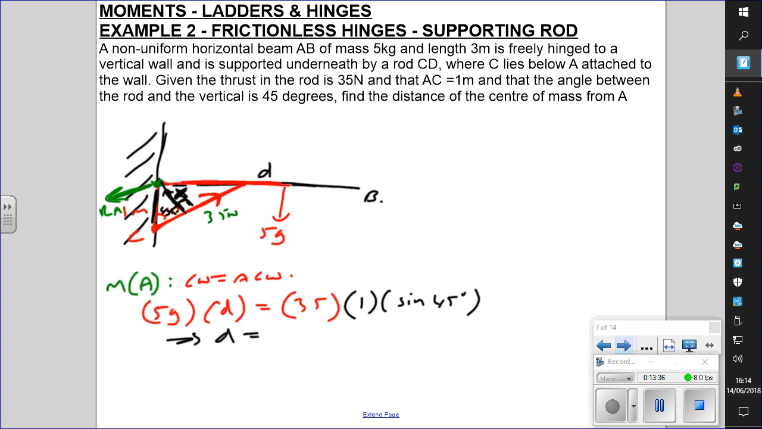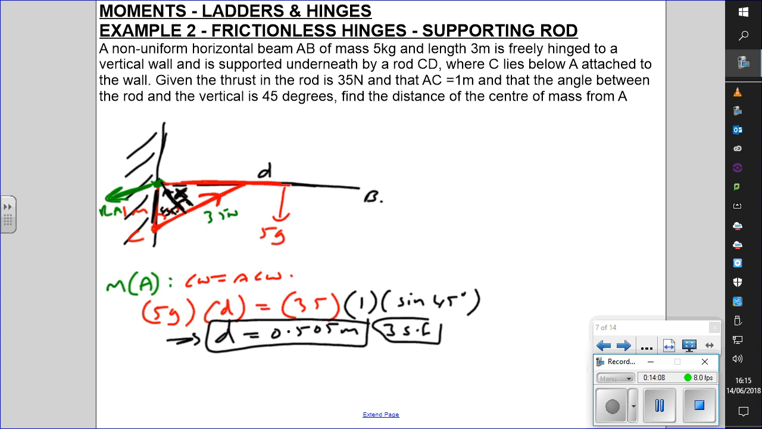So therefore, the distance of the center of mass must be that thing there. So 35 sine 45 divided by 5 times 9.8. So it's 0.505. Okay, meters. To 3SF, because we've used G. Okay? Find the distance in the center of mass of A. Fine. It could then say, find the reaction at the hinge.